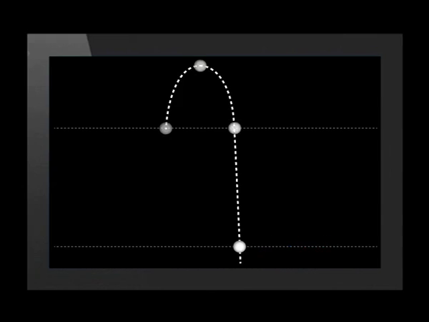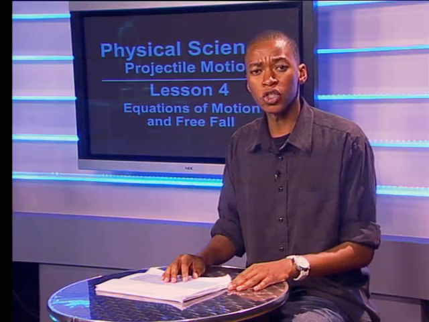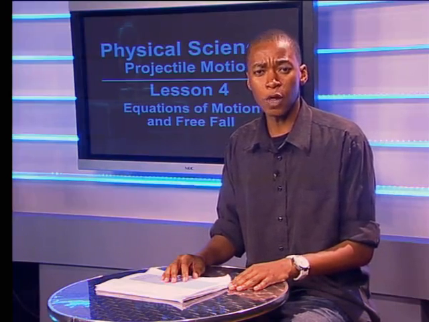We know the initial velocity for this interval is positive 3.132 meters per second, and we know that the ball's vertical displacement is minus 1 meter. This is because the ball ends 1 meter lower than it started. We also know that the ball's acceleration is minus 9.8 meters per second squared. We know this because the ball is in free fall throughout this interval. Can you calculate the ball's velocity 1 meter below the mark? Scie, can you please help us?